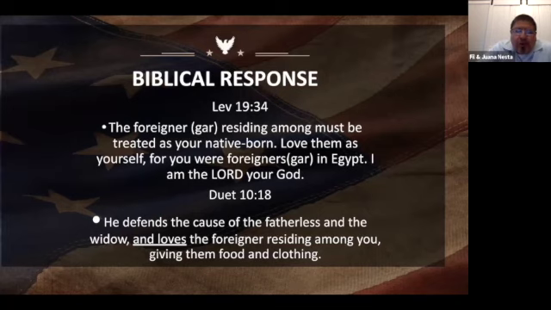So the foreigner, the gar, residing among you must be treated as your native born. Love them as yourself. For you were foreigners, you were gar in Egypt. I am the Lord your God. Leviticus 19:34. Deuteronomy 10:18. He defends the cause of the fatherless and the widow, and loves the foreigner residing among you, giving them food and clothing.